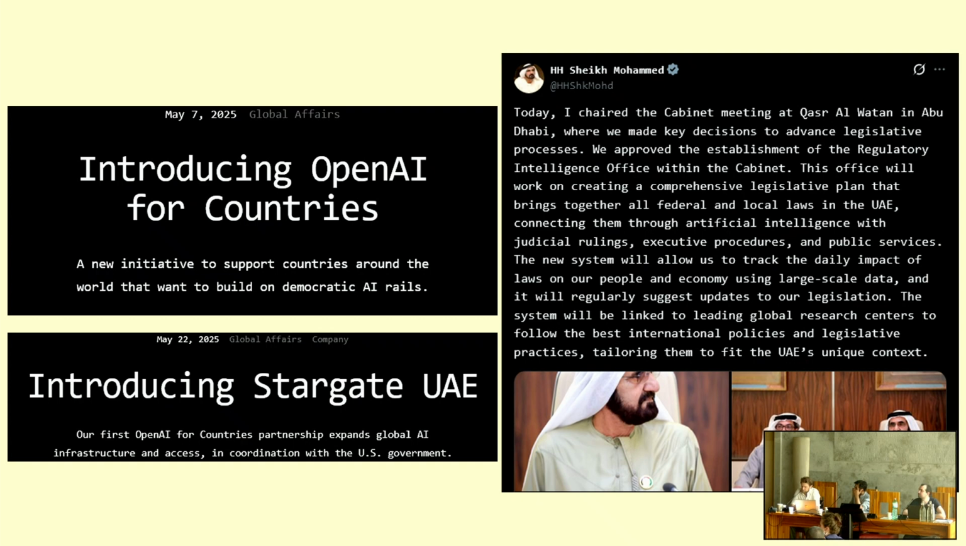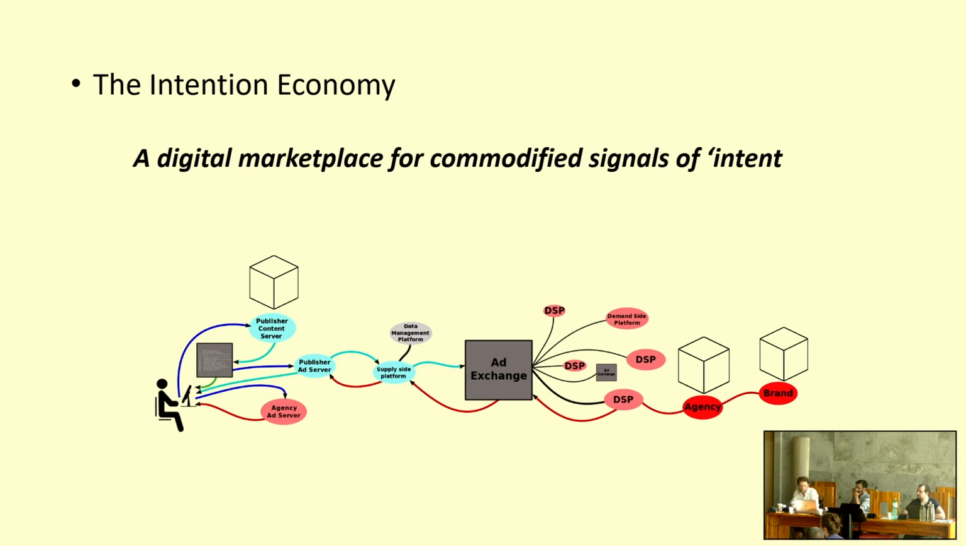Whether posturing or substantive, these investments and these partnerships are taking place around us very rapidly. And what we have been trying to do, as I said, is figure out the incentive model, or one of the incentive models in the background to recoup on these investments and these partnerships. And I'm going to briefly introduce what we have called the intention economy as a sort of mutation of the attention economy, which is at the beating heart of online commerce, but with some slight adjustments that I'll introduce for you now. In a sentence, the intention economy is a digital marketplace for commodified signals of intent.